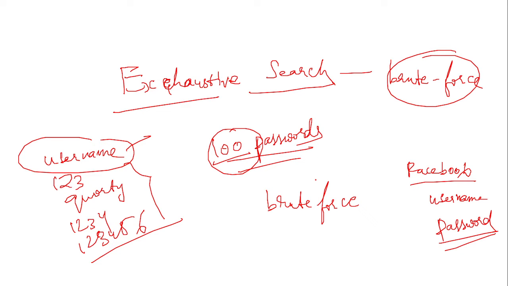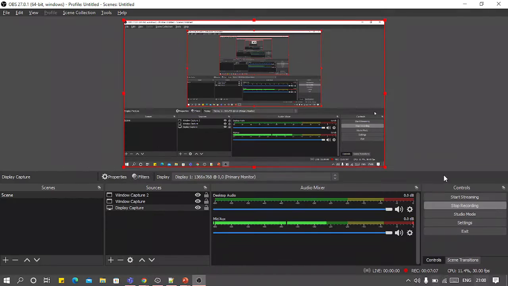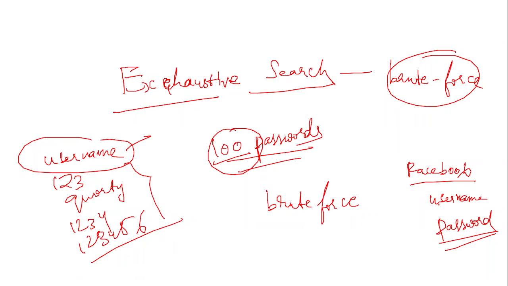Now coming to the exhaustive search. Exhaustive search works in this way. For a particular problem, consider the Facebook problem itself: I want the password of my account. So what it will do is try to generate each and every technique using which you can get the password.